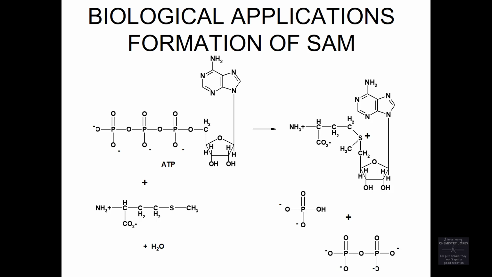Okay, down here, finally. This is methionine. The thing at the bottom, just above the plus H2O, that's methionine. Methionine has a sulfur in it, and that sulfur is good at doing SN2.